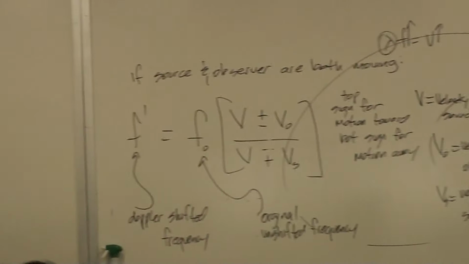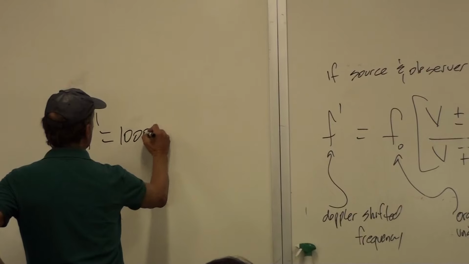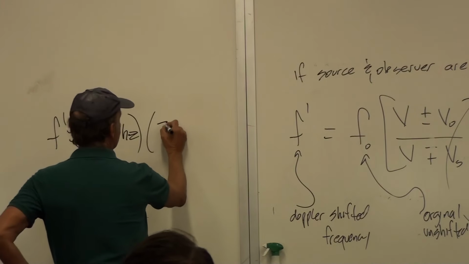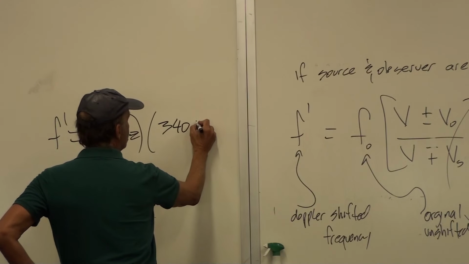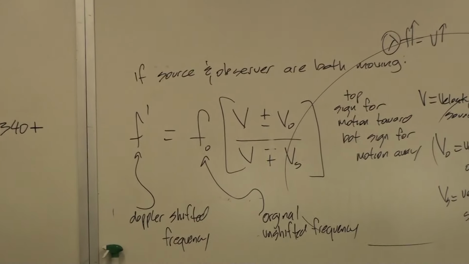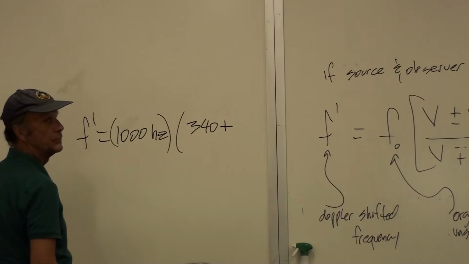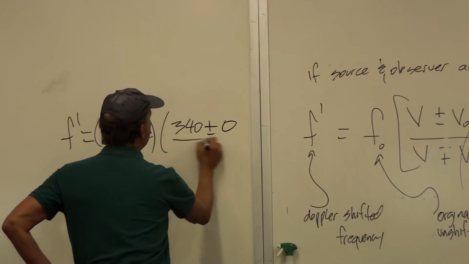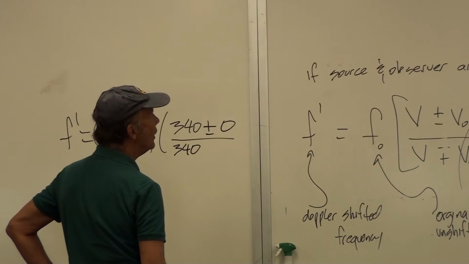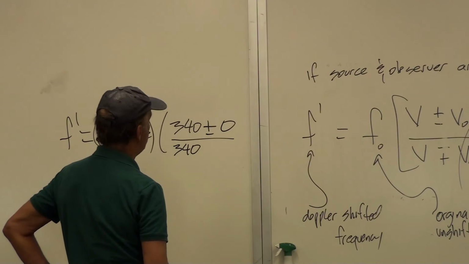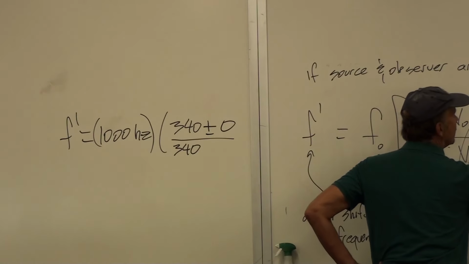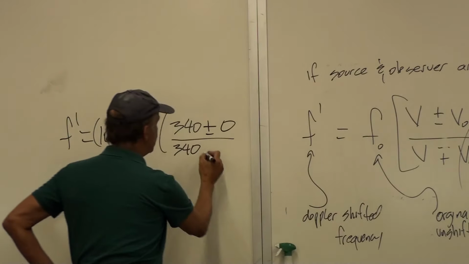F prime would be equal to 1,000 hertz times 340 plus, and then what do we have here for velocity of the observer? 0. Plus or minus 0 divided by 340, and now it's relative motion toward, so which sign do I use? Plus. The top sign for motion toward. Okay, so that would be minus.